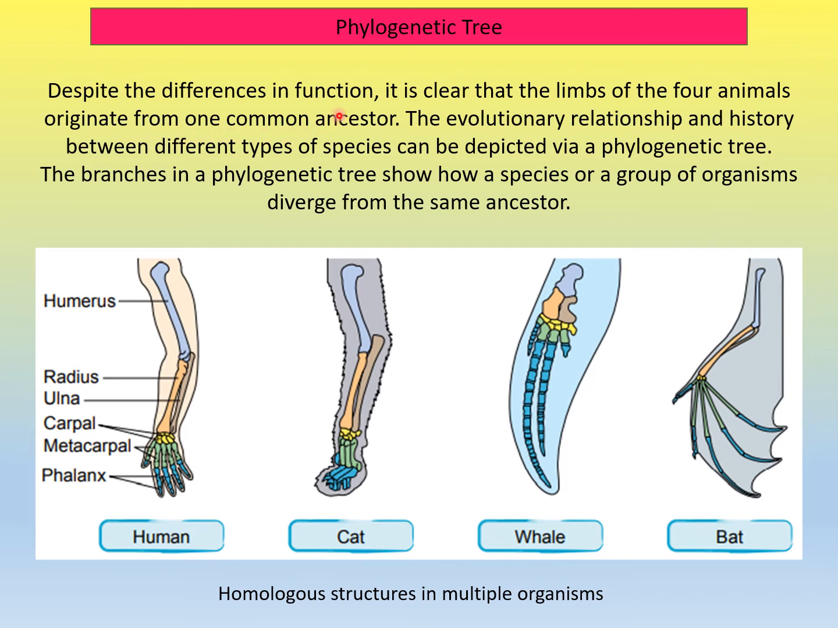Despite the differences in functions, it is clear that the limbs of the 4 animals originate from one common ancestor. The evolutionary relationship and history between different types of species can be depicted via the phylogenetic tree. The branches in the phylogenetic tree show how a species or a group of organisms diverge from the same ancestor. Look at these diagrams. These diagrams show the homologous structure in multiple organisms. They have different types of functions but originate from one common ancestor.